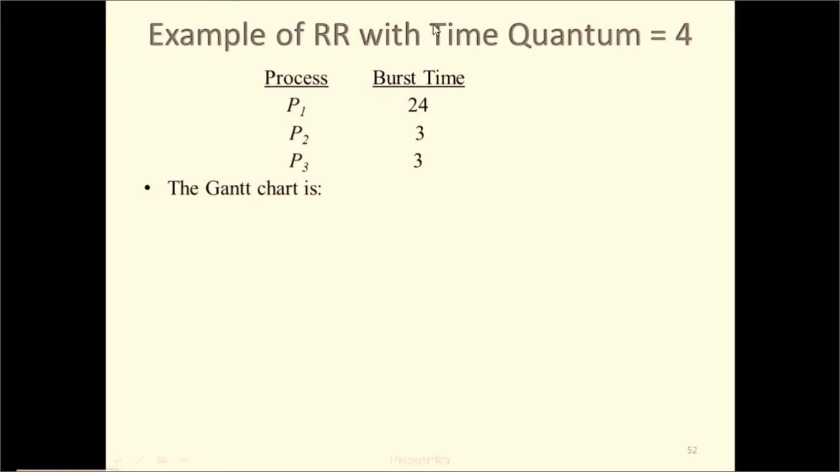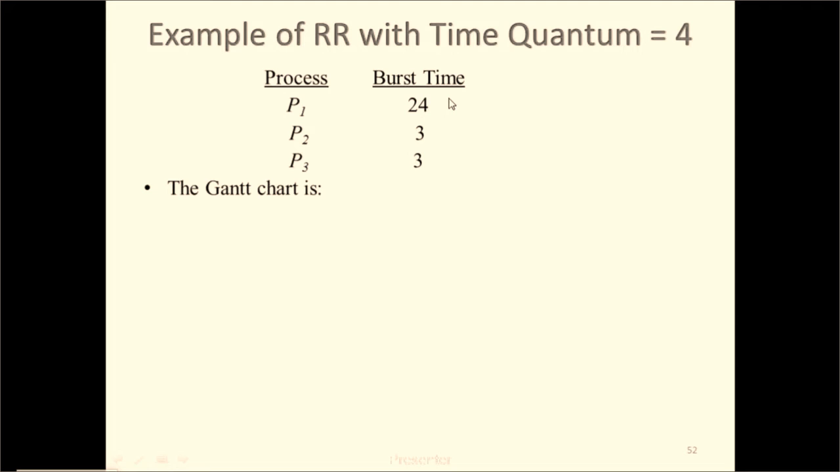So, an example of RR with time quantum equal to 4. You can check these things with different time quantums. For example, I would recommend 2 for the same scenario. So here what is happening is, three processes competing with each other for CPU time. Their burst times are 24, 3, 3. All have come at the same time, that is arrival time is 0.